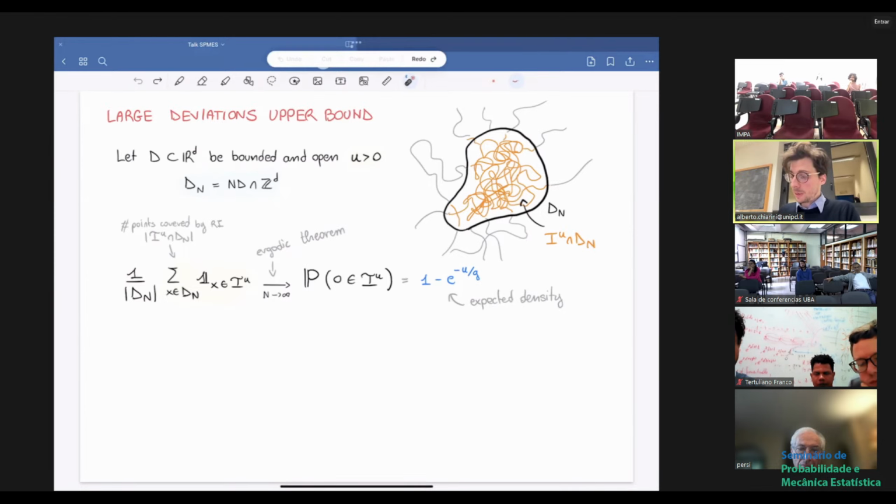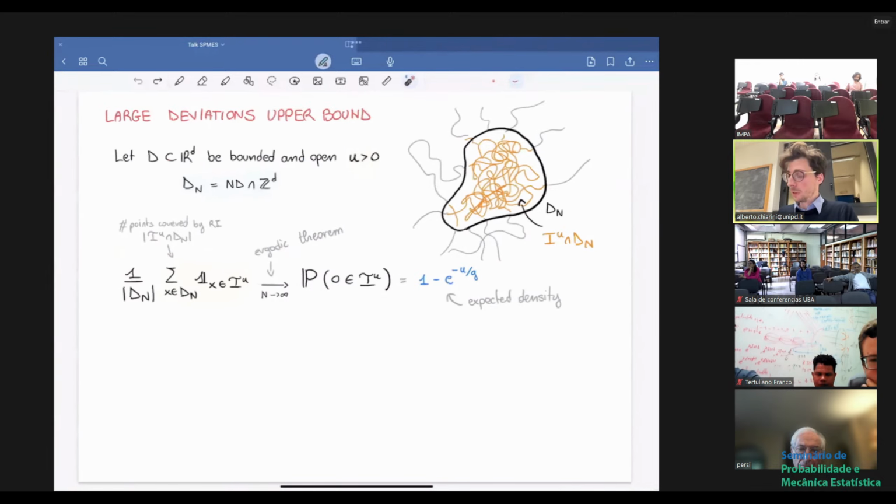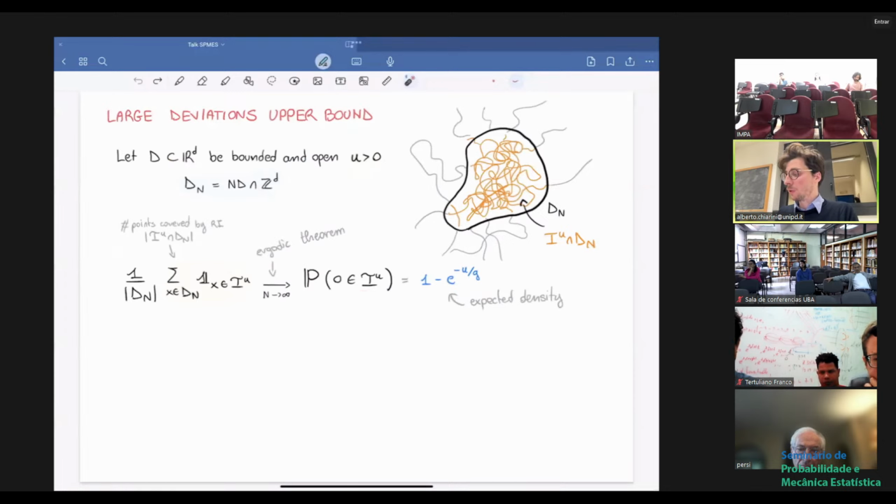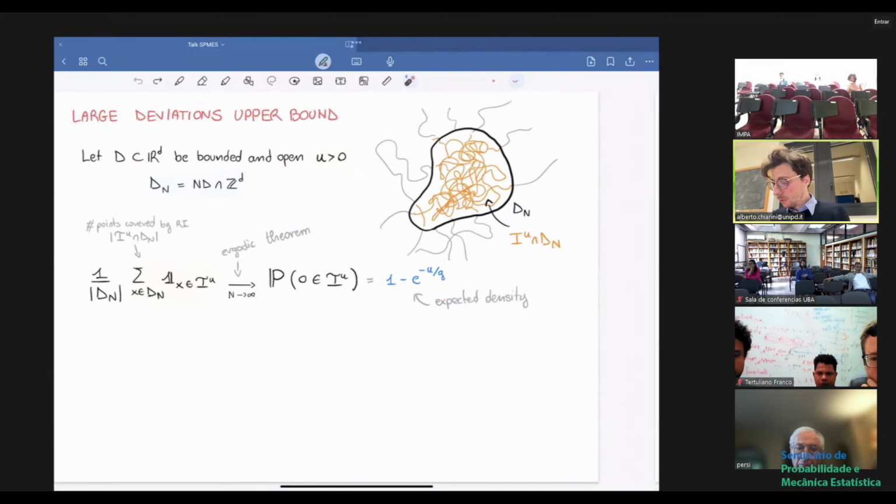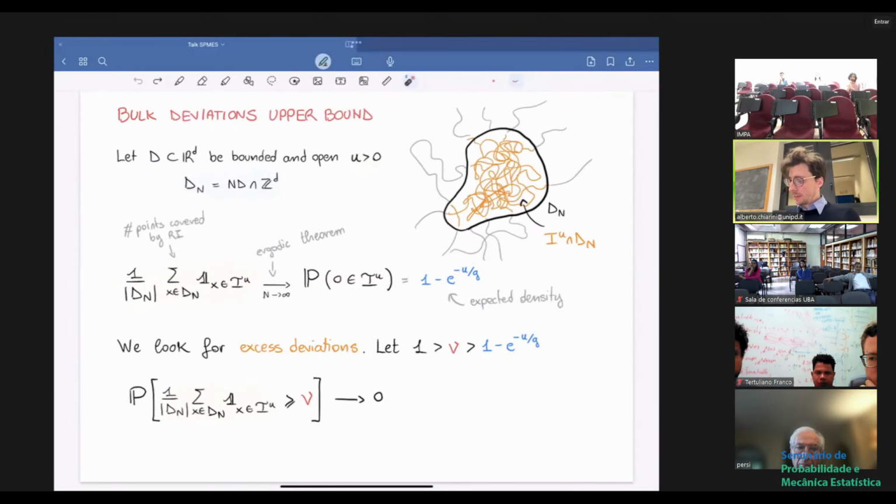And so the ergodic theorem tells me that I will touch a fraction of points, which is given by the probability that 0 belongs to the interlacement set at the level u. And for this, we have formulas. It's 1 minus e to the minus u times the capacity of one single point, which is 1 over the Green function at 0. Just to say that this is a precise quantity. So we found this precise quantity, and we look for excess deviation with respect to this expected behavior, this expected density.